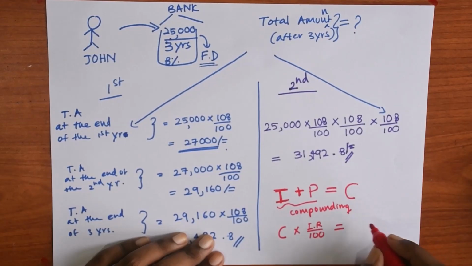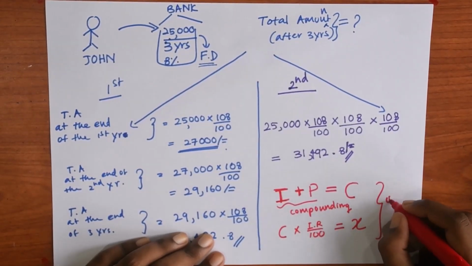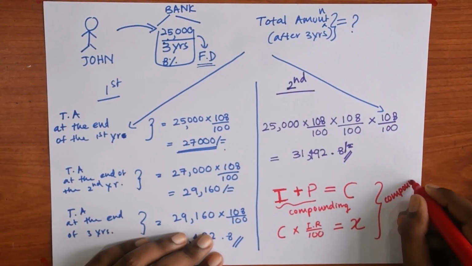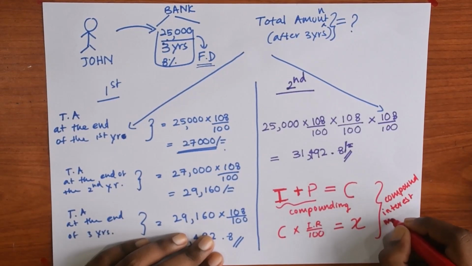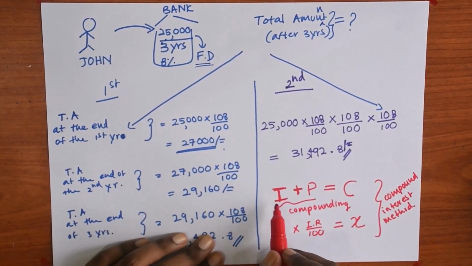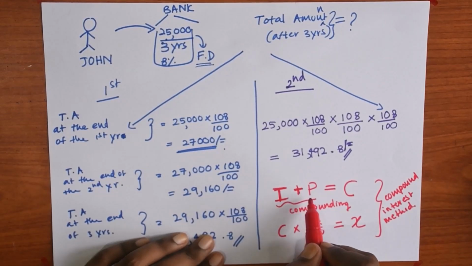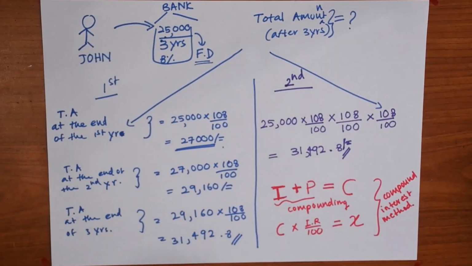This process is called the compound interest method. Addition of interest to the principal amount and then calculating the interest on the compounded amount is called the compound interest method. I hope you understood this lesson.